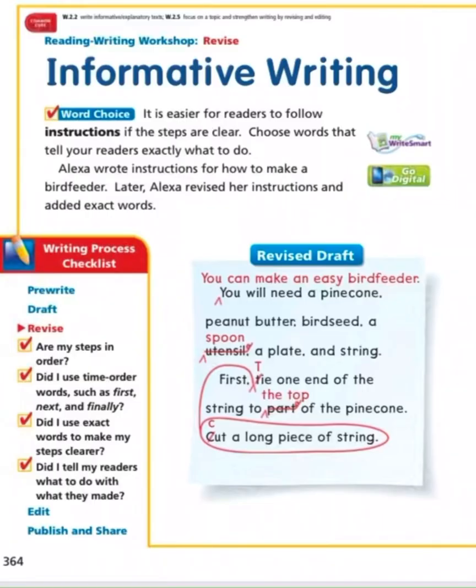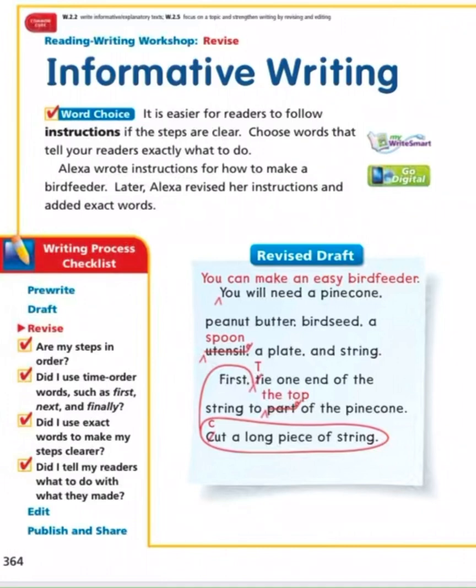Informative writing. Word choice. It is easier for readers to follow instructions if the steps are clear. Choose words that tell your readers exactly what to do. Alexa wrote instructions for how to make a bird feeder. Later, Alexa revised her instructions and added exact words.